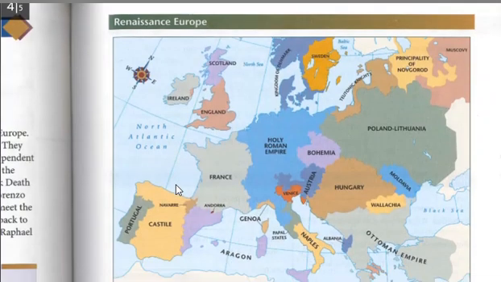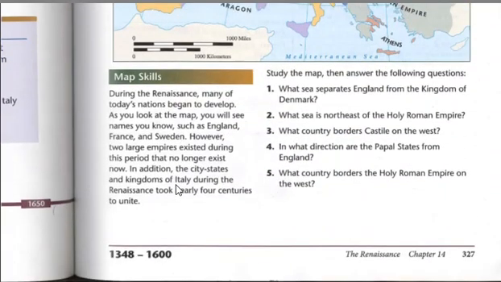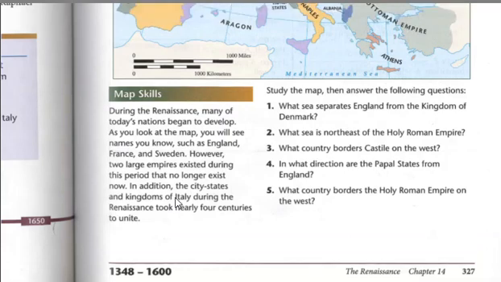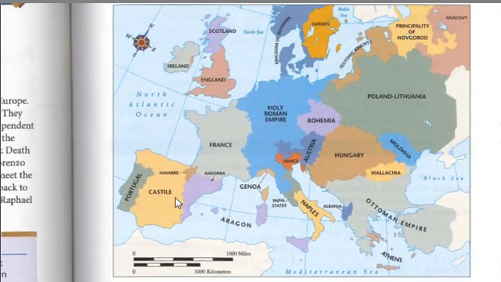Okay. Now, as I said, we're getting to a map skill. During the Renaissance, many of today's nations began to develop. As you look at the map, you will see some names you know, such as England, France, and Sweden. However, two large empires existed during this period that no longer exist now, and in addition, the city-states and kingdoms of Italy during the Renaissance took nearly 4 centuries to unite. What a lot of people don't realize is, as a country, both Italy and Germany, for that matter, are younger than the United States, even though they have a much longer history. It's kind of confusing, but we'll get to that later.